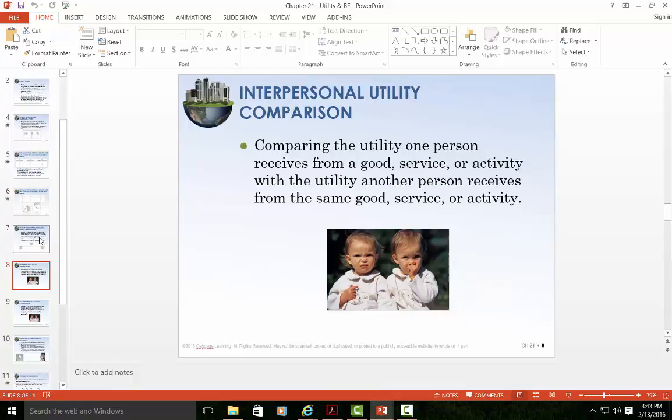Only that person knows how much something is or is not satisfying, and you can't really make comparisons between two people, even if they happen to be twins like this picture. Okay, so let's move on.